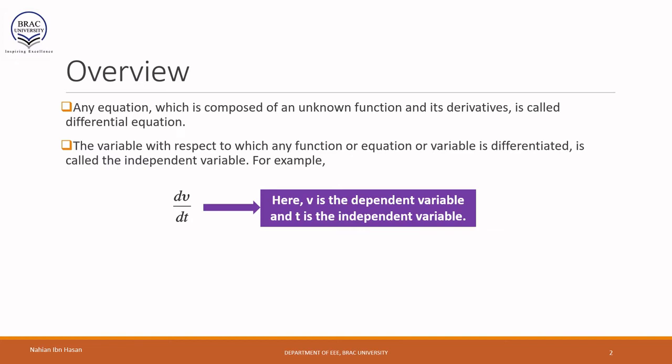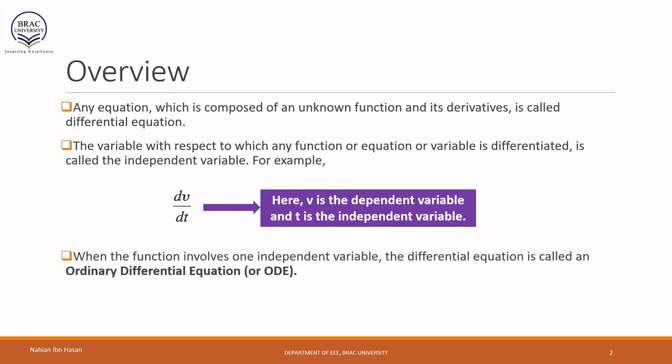Okay, so if this is the differential term, v is the dependent variable and t is the independent variable. That means we are differentiating v with respect to t. So if we have a single independent variable, let's say here time is the independent variable, and in the whole differential equation we have only a single independent variable t, then we call the differential equation an ordinary differential equation, or in short ODE.